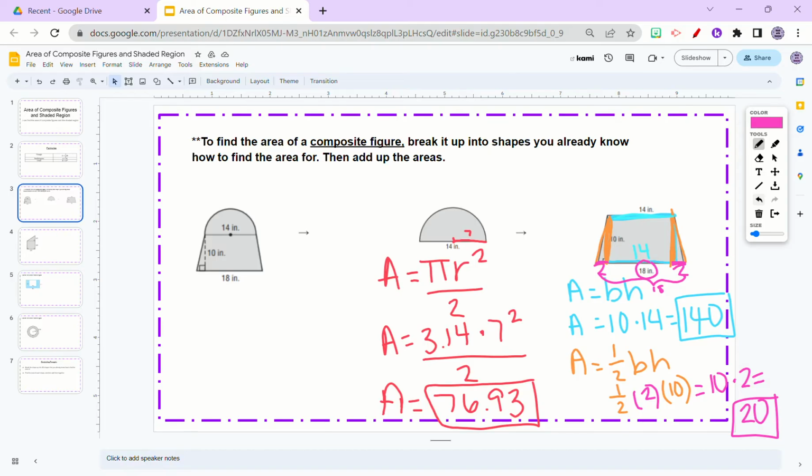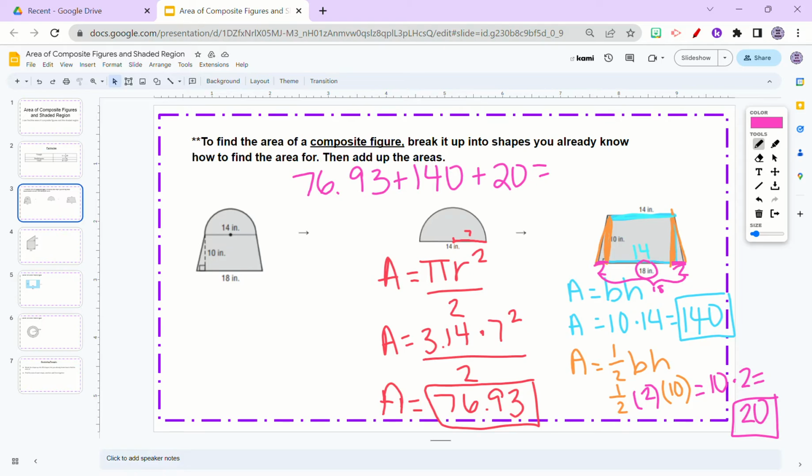The area of the rectangle is 140, and the area of the semicircle is 76.93. So what you're going to do is add up all of the areas and then solve. So 76.93 plus 140 plus 20. That's what you're going to type in your calculator.